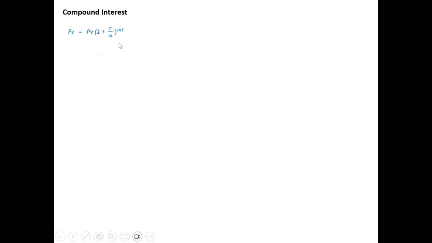This is a formula that they use, right? But this is an easier formula. These 2 formulas are equivalent. If you notice, the i is equal to r divided by m, and the n is equal to m times t.